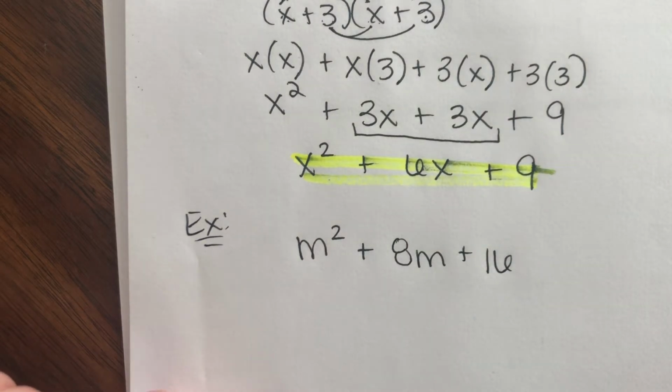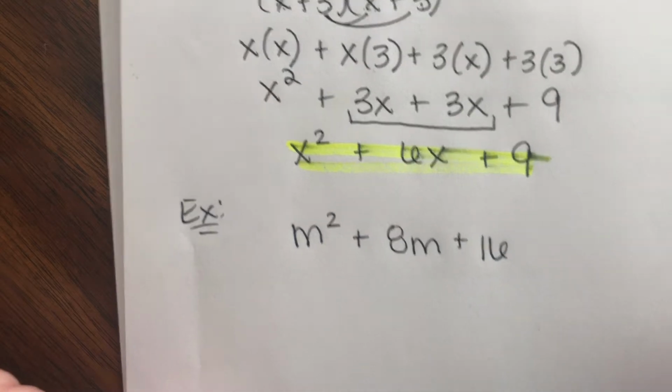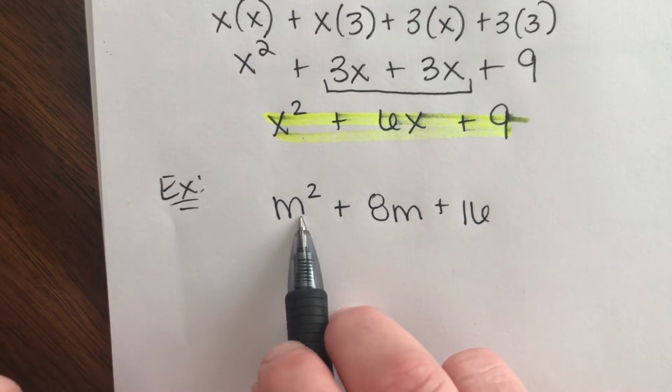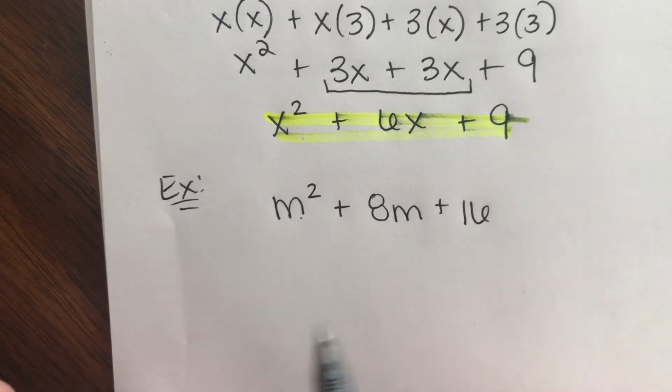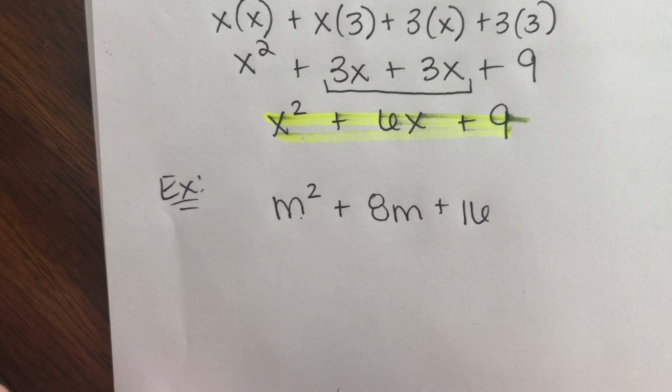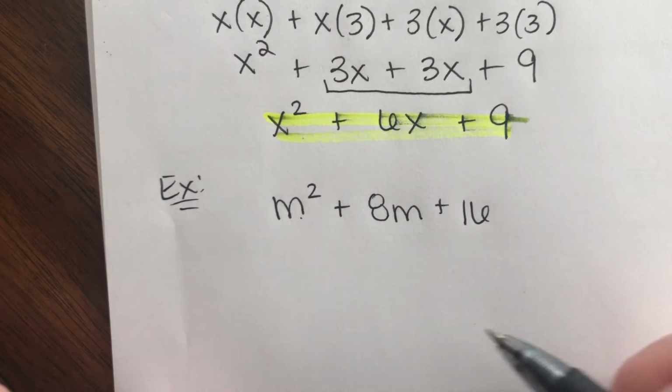Okay, so to know if this is a perfect square trinomial, it has to fit a few criteria. Number one, the first term has to be a perfect square. M squared is a perfect square. We just multiplied m by itself. The last term has to be a perfect square. So 16 is a perfect square. 4 times 4 is 16.